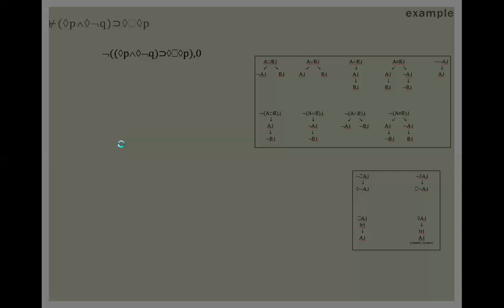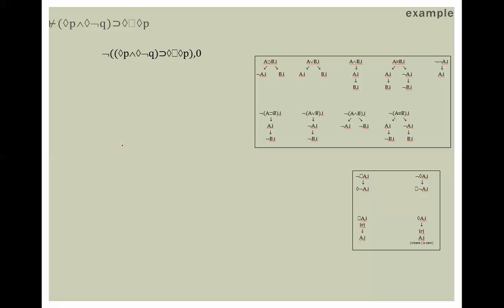Let's do one that doesn't work. We're going to show this one, this whole thing: possibly P, if possibly P and possibly not Q, then possibly necessarily possibly P. We're going to say that that doesn't follow. So we're going to have to again take the conclusion and negate it. There are no premises, so we don't have to worry about those.